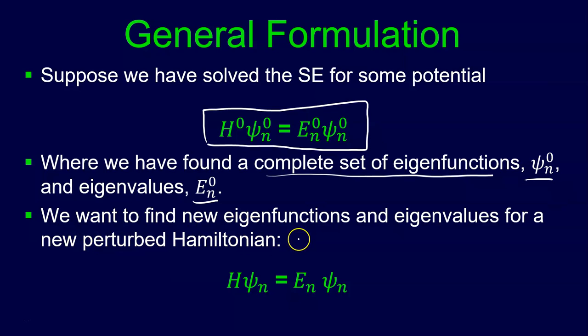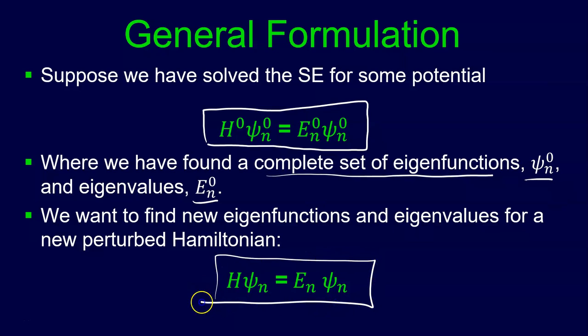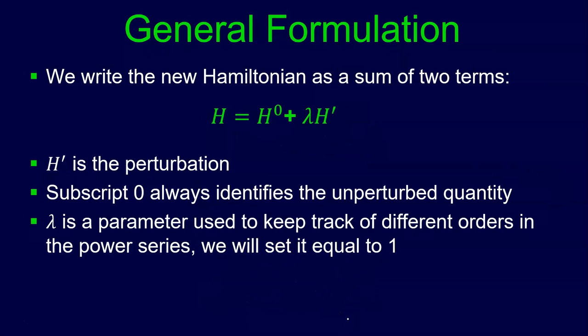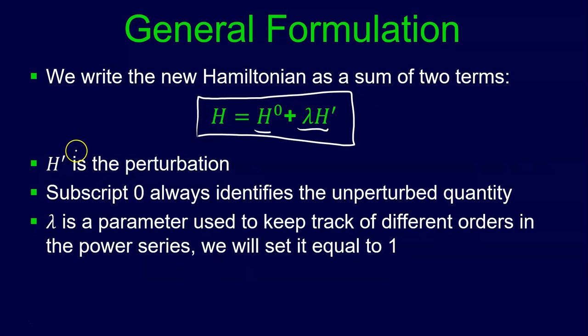And we're going to want to find the new eigenfunctions and eigenvalues for the new perturbed Hamiltonian. We won't use any zeros for that one. So this is the system that we're trying to look at. In general, we'll write this new Hamiltonian as a sum of the Hamiltonian that we know really well and a new one, H prime, where H prime is the perturbation. First, it's really important that the perturbation is small. This will only work if it's a small perturbation. The subscript 0 always identifies the unperturbed quantity. Like I said, this can be really confusing. We're going to try to clear it up, but it is tricky.